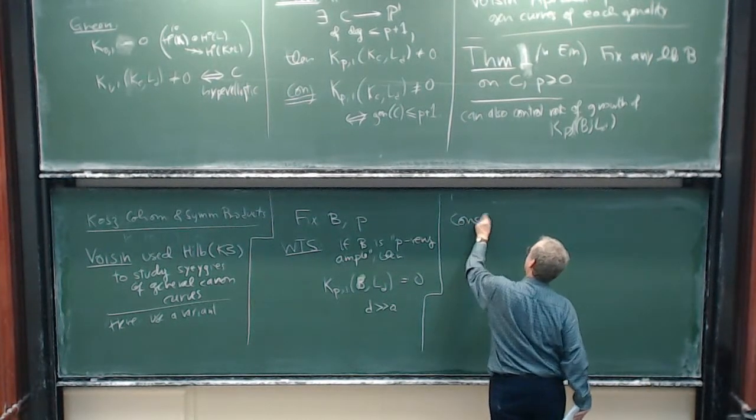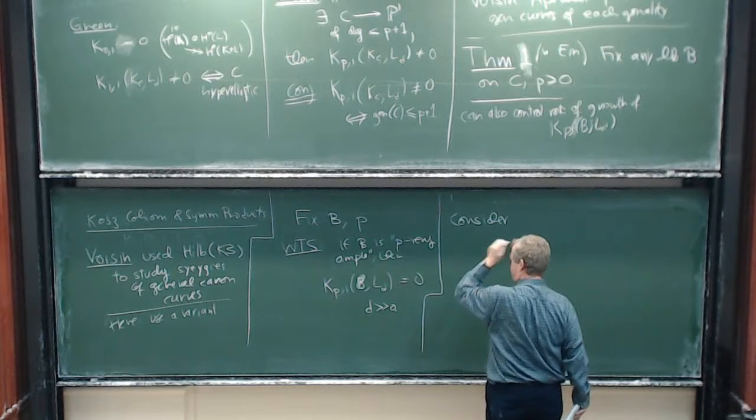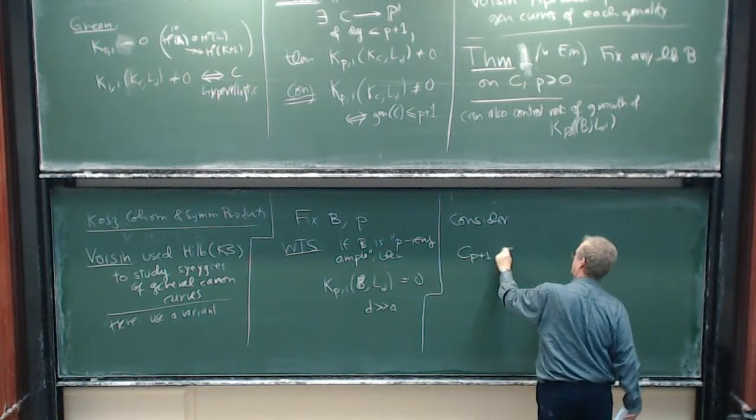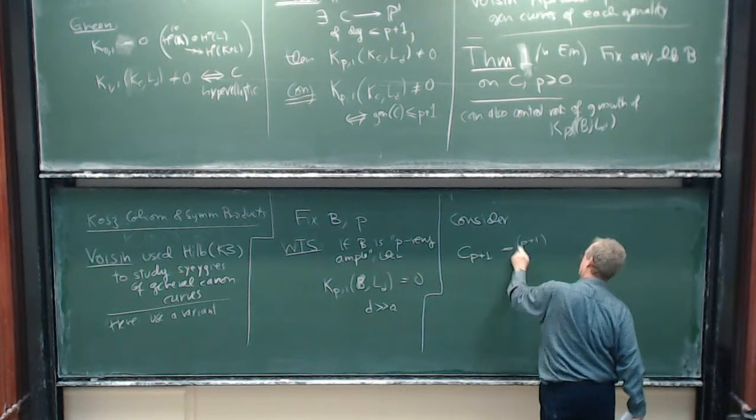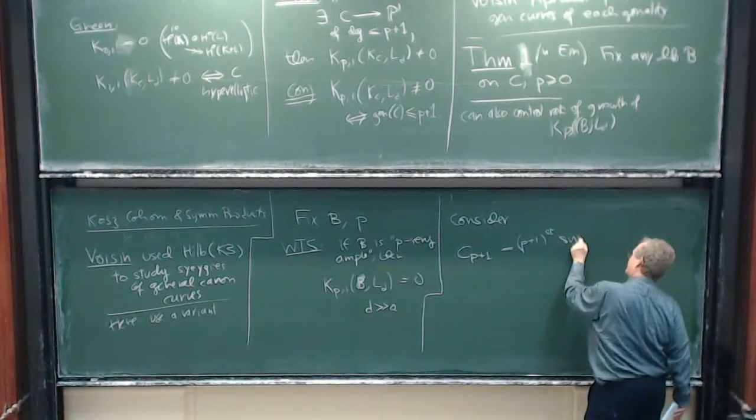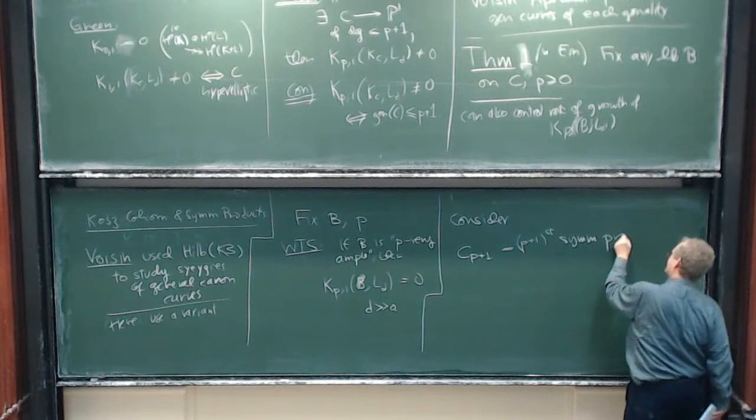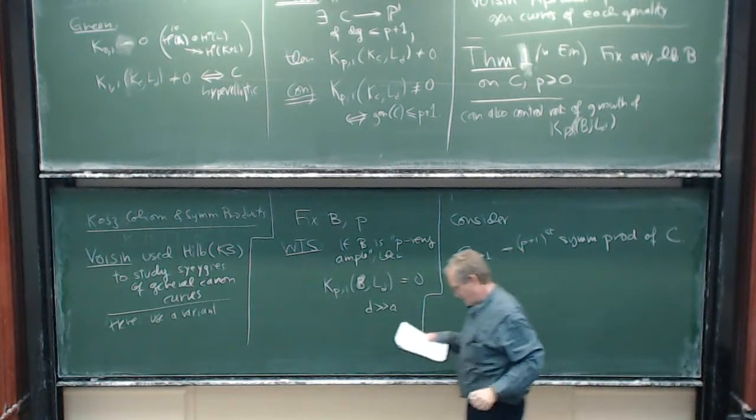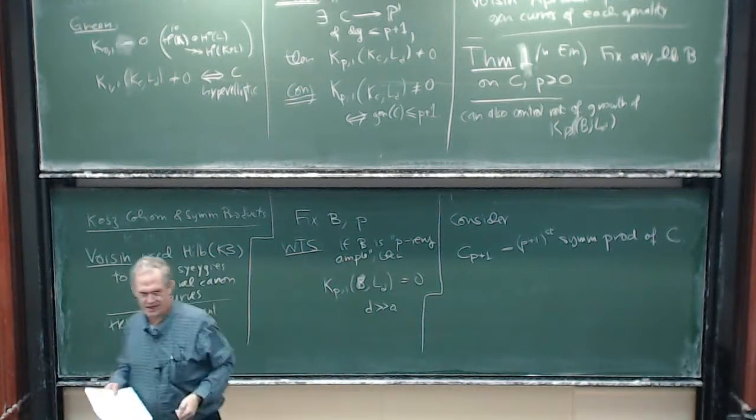Okay, so let's consider the P plus first symmetric product. All this stuff takes place on the P plus first symmetric product. So C_{P+1} will be the P plus first symmetric product. Of course, that's also a Hilbert scheme. Okay. And so we're going to compute on that.